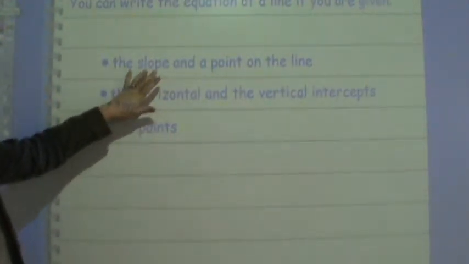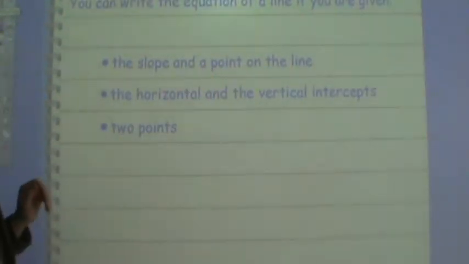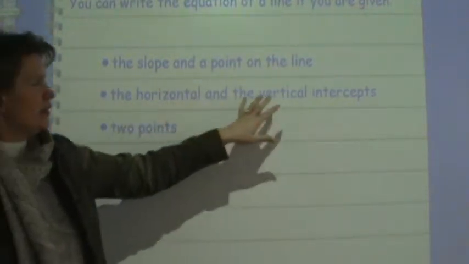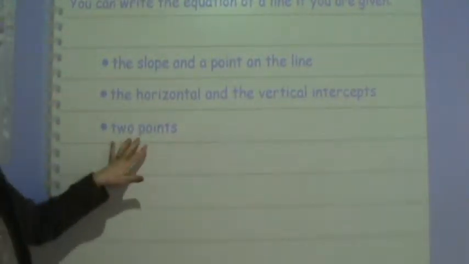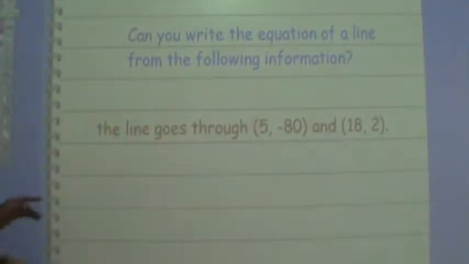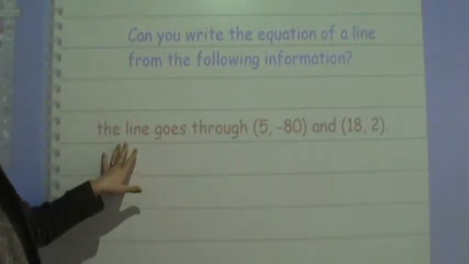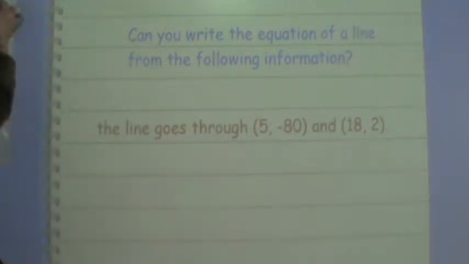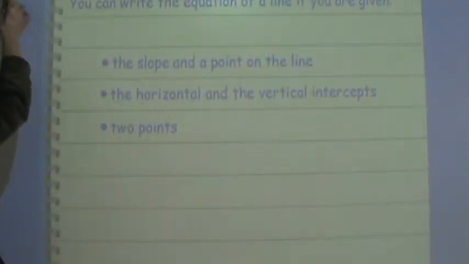So if you're given the slope and a point on the line, or if you're given the horizontal and the vertical intercepts, or if you're given any 2 points on that line. Okay, so can we write the equation of a line from the following information? So we have it through 2 points. Okay, so yes, we could.